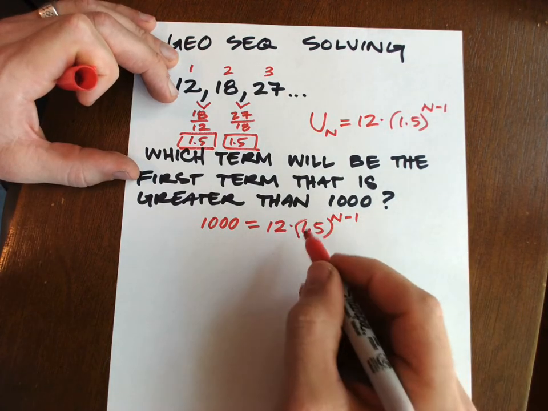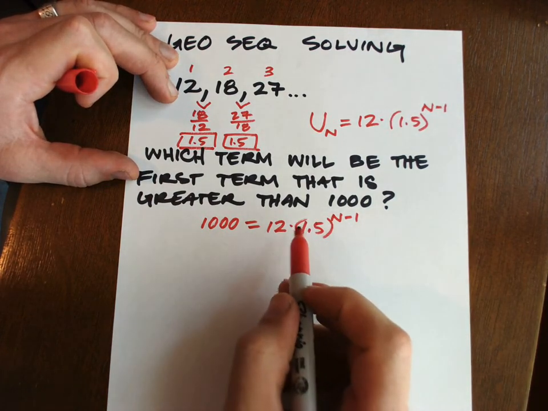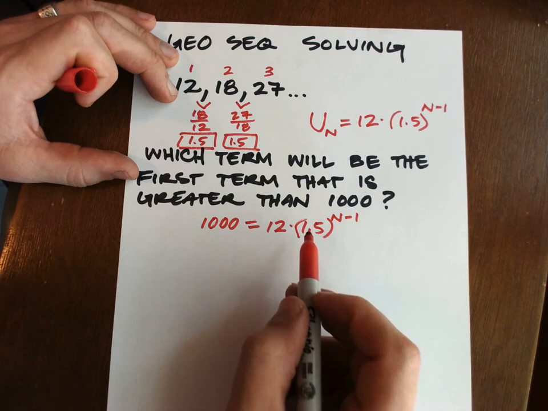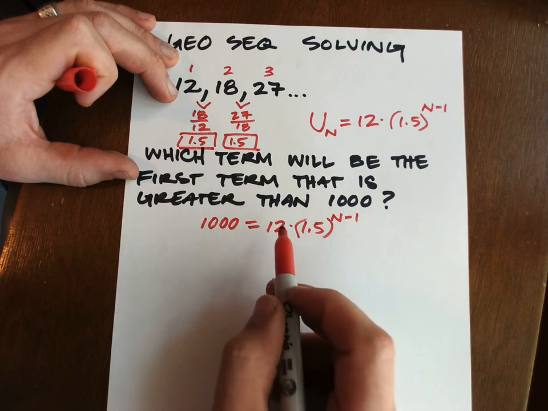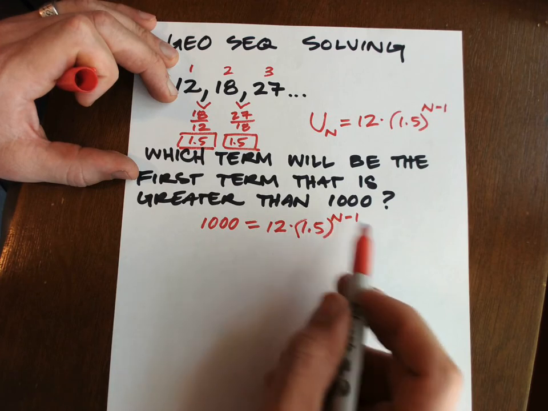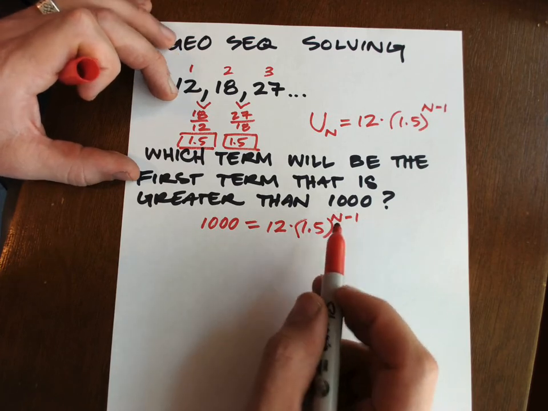Now I like to put parentheses around the ratio just so that it looks better in my opinion. However, some people then go and distribute the 12. Do not do that. The 12 is regular. The 1.5 is repeatedly multiplied with this exponent that we're solving for.